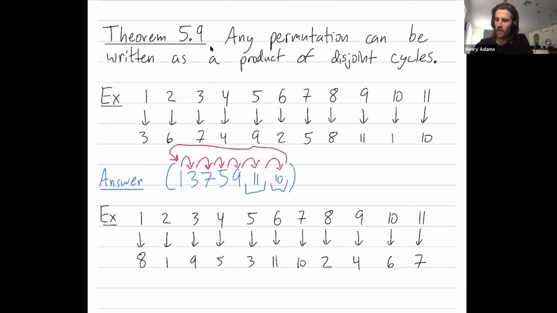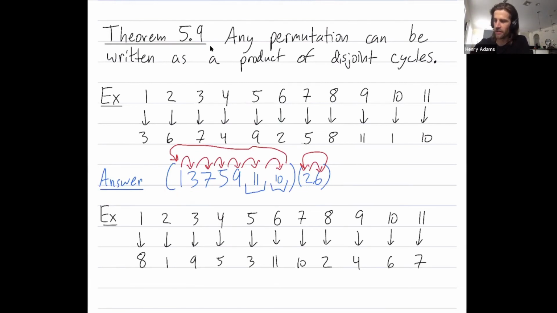I'm not yet done, though. I haven't told you where 2 goes, or where 4 goes, right? Or where 6 goes. So start with the next smallest number that hasn't yet appeared. So that would be 2, because 1's appeared, but not yet 2. And let's trace where 2 goes. So 2 goes to 6, which goes back to 2. So I close this off because in cycle notation, this implies that 2 goes to 6, which goes back to 2. All right. So I know where 1, 2, 3 go, but I don't yet know where 4 goes.